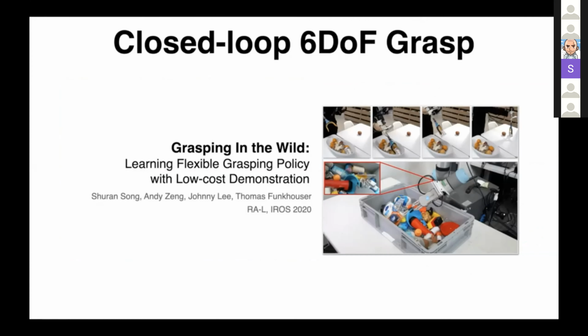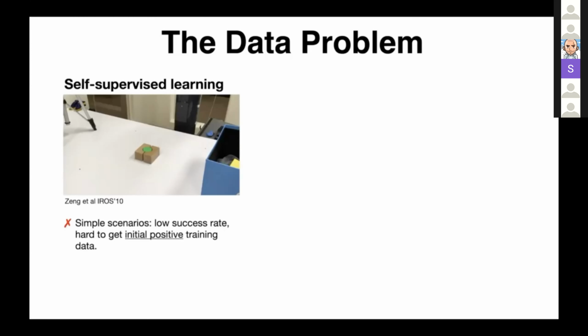Here I'm going to talk about our recent work that's able to address these two problems and achieve 6-DoF closed-loop grasp. So first, let's look at the data problem. Many of today's grasping algorithms choose to use self-supervised learning as a way to easily get training data. The problem with this is that this setup only works for simple scenarios where the system can get positive training data by simple trial and error, and it often struggles with more challenging cases.